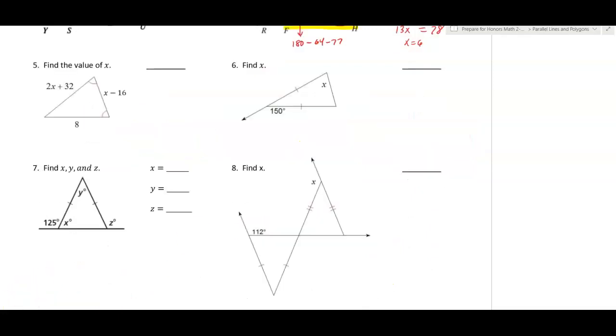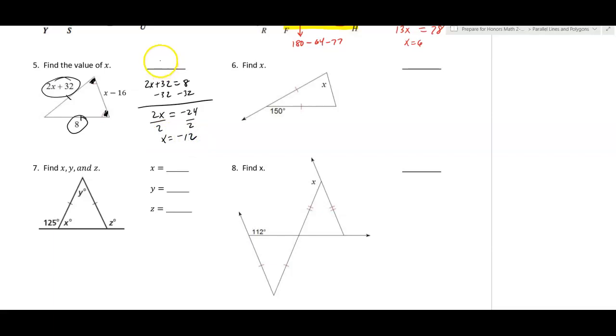For example 5, you have to notice these two angles are congruent, which tells me these two sides are congruent. So to find x, all I'm going to do is take the 2x plus 32, set it equal to 8, and now I can solve for x. 2x equals negative 24. Divide by 2, x is equal to negative 12.